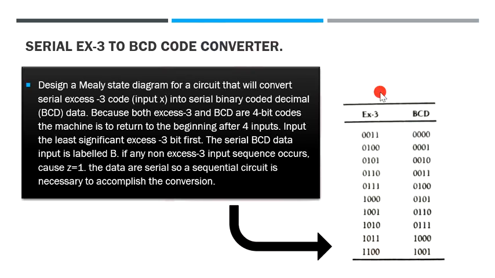The machine is to return to the beginning after 4 bits, input the least significant XS3 bit first. The serial BCD data output is labeled B. If any non-XS3 input sequence occurs, it should cause Z to be equal to logic 1, and the data are serial, so a sequential circuit is necessary to accomplish the conversion. To begin with, I will first draw a table which shows the XS3 to BCD conversion and then begin with the state diagram.